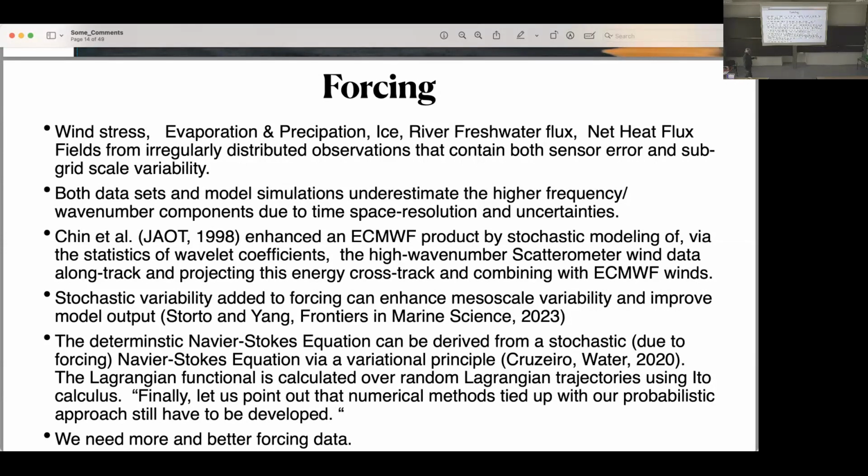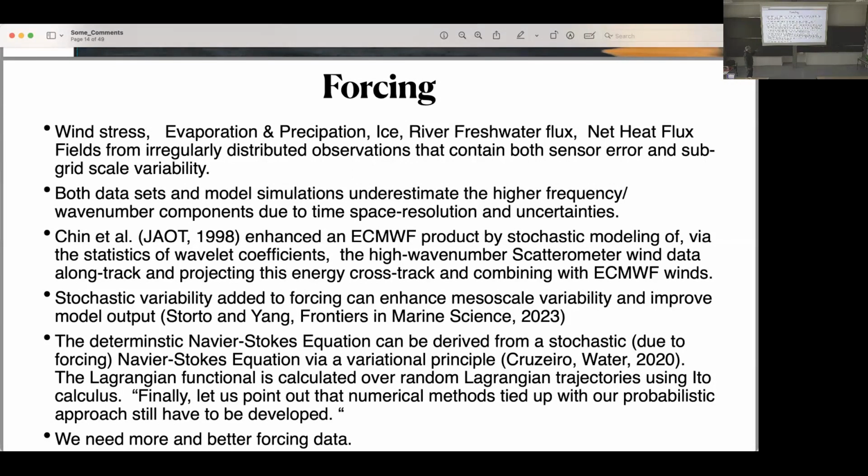People are starting to look at adding stochastic elements to forcing, and one of the results that people see is that it does energize the ocean. We see more vigorous mesoscale. Sordo and Yang said it improved their model output, by looking at verification data, by including a stochastic forcing term into the equations. Now, mathematically, the deterministic Navier-Stokes equations can be derived from a stochastic Navier-Stokes equation. One way to go from deterministic to stochastic is to add stochastic forcing elements.